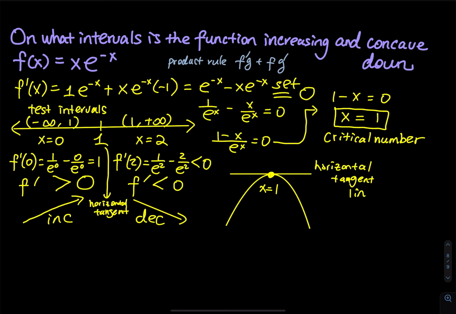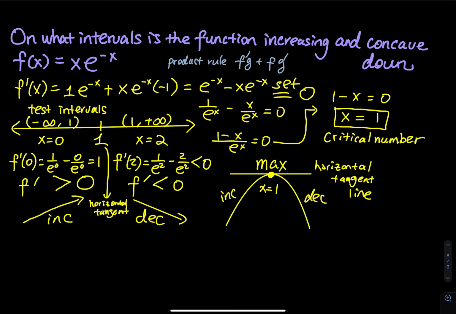And then from negative infinity to 1, the function is increasing. From 1 to positive infinity, it is decreasing. So we go up and then we go down. When x equals 1, we have a maximum. So now we can say that from negative infinity to 1, the function is increasing, and from 1 to positive infinity, the function is decreasing. So that explains increasing and decreasing behavior.